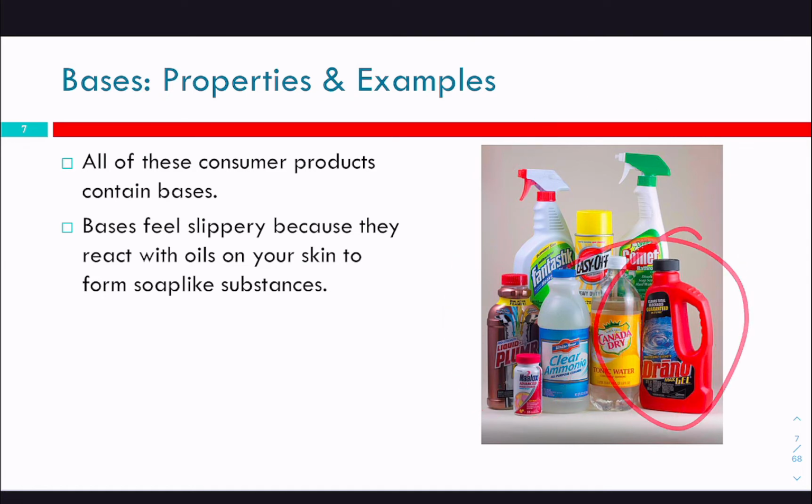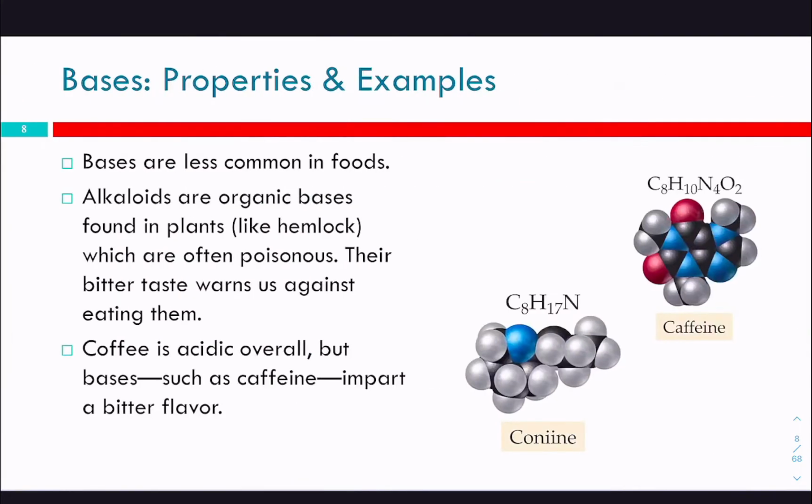For the most part, cleaning products are the bases that we use all the time. Drano is, I think, sodium hydroxide, but it might be potassium hydroxide. Sodium hydroxide and potassium hydroxide are really good at dissolving things like hair that gets clogged in drains. They feel slippery because they react with oils on your skin to form soap-like substances.